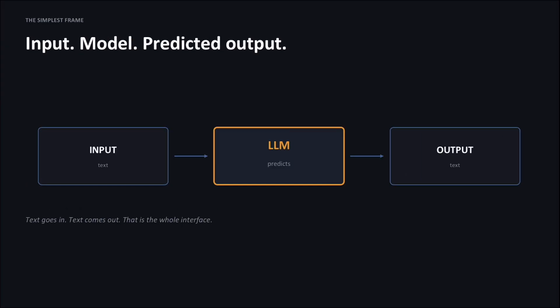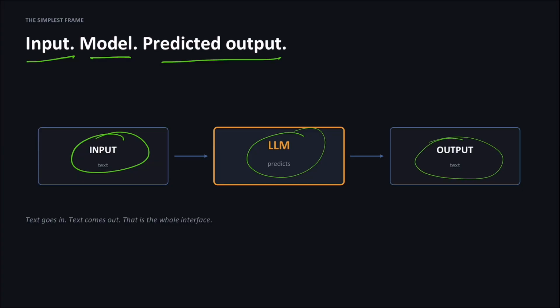So the simplest frame again for an LLM is, you give an input to the model and it will predict an output. So input is always text. It goes into the LLM, it predicts the next word basis the patterns and data which it has learned, and it will give you an output. Text goes in, text comes out. That is the whole interface of an LLM.